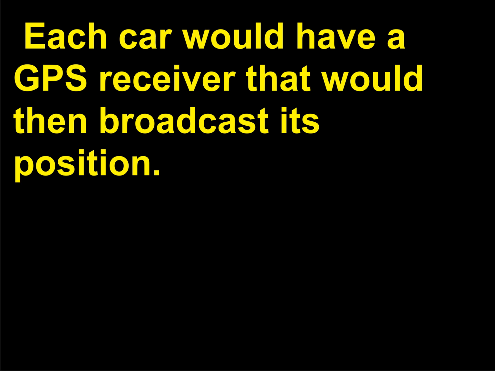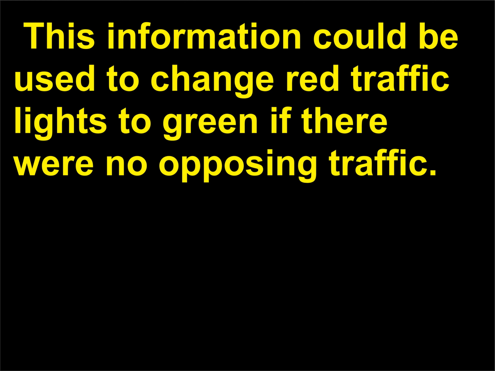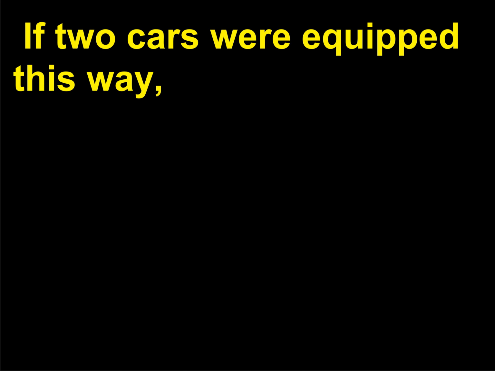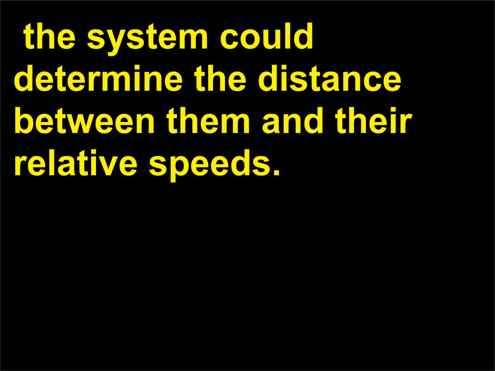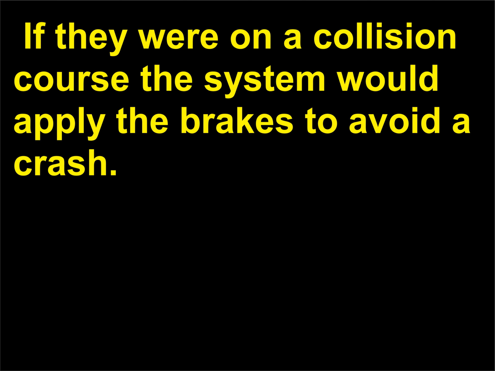Each car would have a GPS receiver that would then broadcast its position. This information could be used to change red traffic lights to green if there were no opposing traffic. If two cars were equipped this way, the system could determine the distance between them and their relative speeds. If they were on a collision course, the system would apply the brakes to avoid a crash.